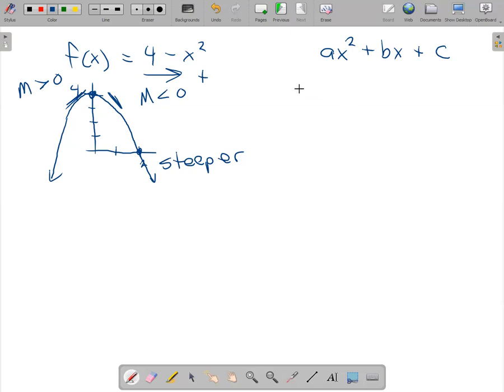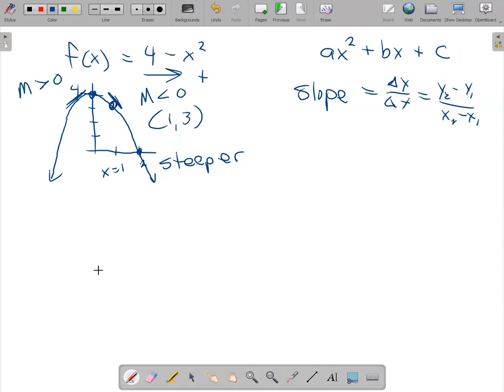Problem right now: how do we find slope? Well, slope, again, is the change in y over change in x, y2 minus y1 over x2 minus x1. And if I want to know what's going on with the slope when x is equal to 1, that's going to put me right here at the point (1, 3). With just one point, I cannot use this formula. Agreed? It's not going to work. So we have to pick another point.